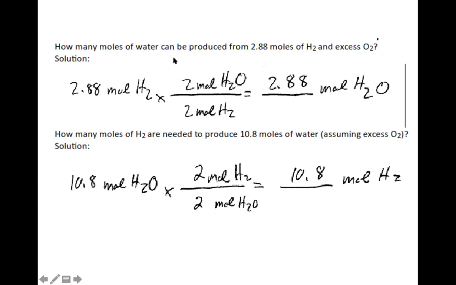Similarly, you see how many moles of water can be produced from 2.88 moles of hydrogen and excess oxygen. What we know is that 2 moles of hydrogen produce 2 moles of water. So 1 mole of hydrogen produces 1 mole of water, and 2 moles of hydrogen produce 2 moles of water. So if you are asked 2.88 moles of hydrogen or any other big number, just multiply it, then you can get the water.